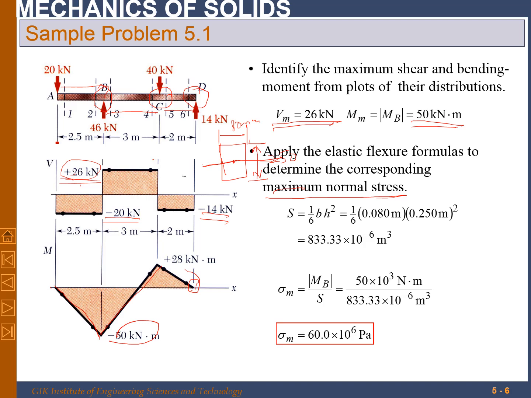So using the section modulus for the rectangular section, that is S equal to 1/6 b h squared, putting in the values, we get the value of the section modulus. So maximum stress will be 50 kilonewton meter divided by 8.33 × 10⁻⁶ meter cubed, and that maximum stress is 60 × 10⁶ pascals, or 60 megapascals.